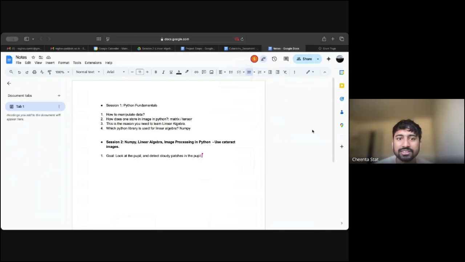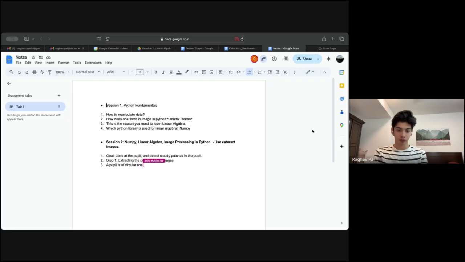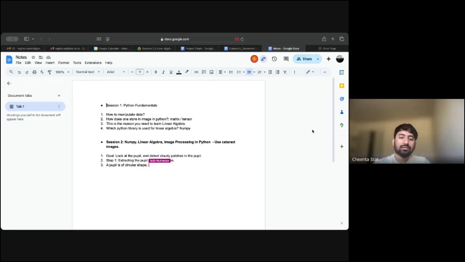So therefore the first step should be extracting the pupil from the image. That's why image segmentation is needed. So step one is extracting the pupil from the images. That's not an easy problem. So a pupil is of circular shape, right? So the natural question is, how can you detect circles in an image?